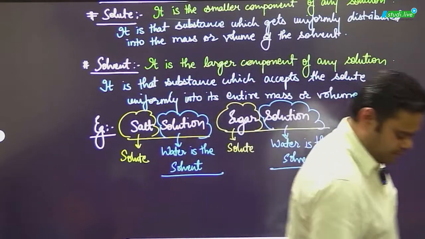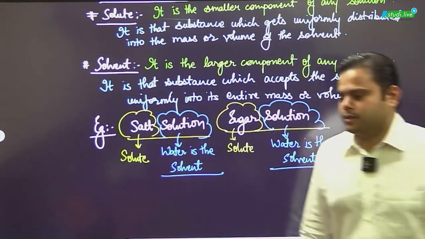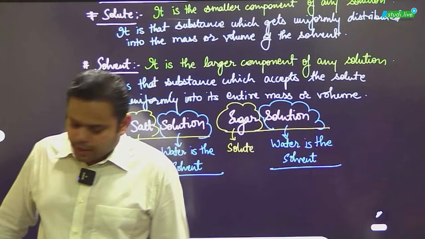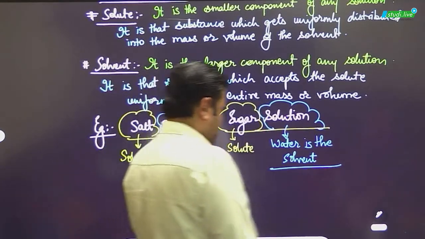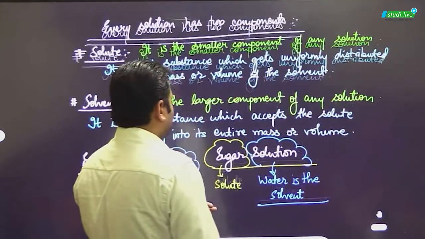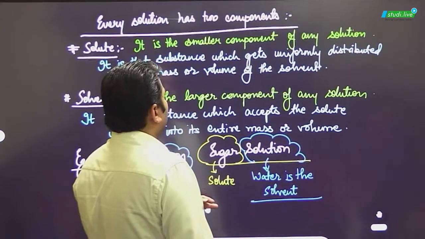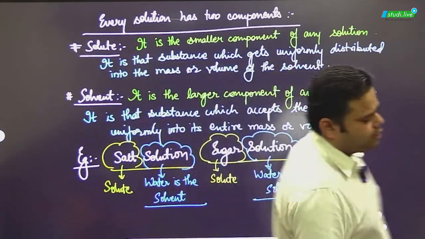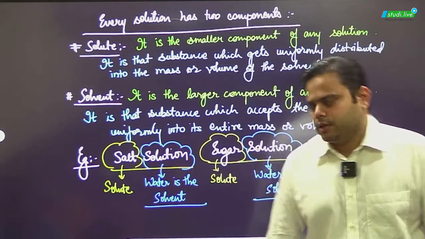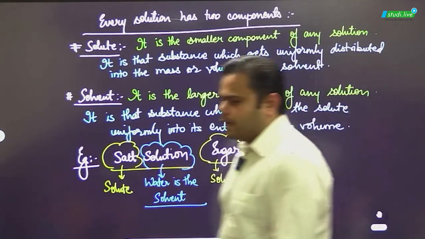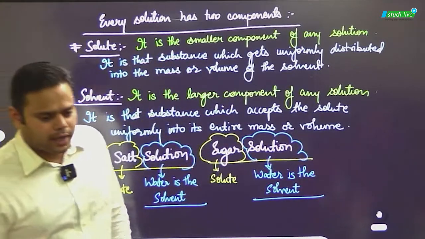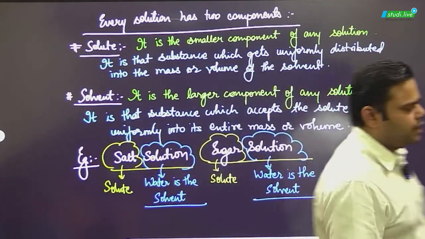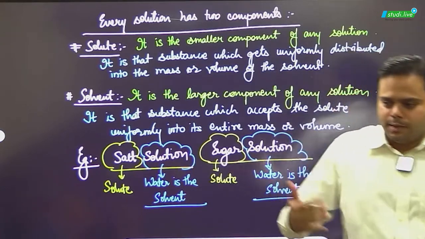Understanding this? Yes or no? Is it making sense? Is it clear? This is about the two components, solute and solvent. Solute is the smaller aspect, that which gets uniformly distributed into the entire mass or the volume of the solvent, and solvent is that which accepts.